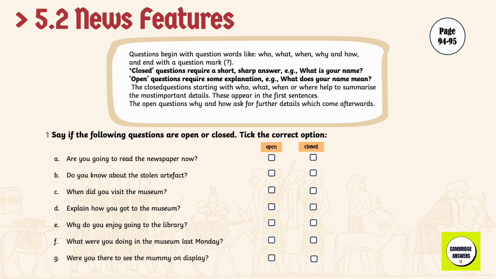Say if the following questions are open or closed. Tick the correct option. Are you going to read the newspaper now? Closed. Do you know about the stolen artifact? Closed. When did you visit the museum? Closed. Explain how you got to the museum. Open. Why do you enjoy going to the library? Open. What were you doing in the museum last Monday? Open. Were you there to see the mummy on display? Closed.